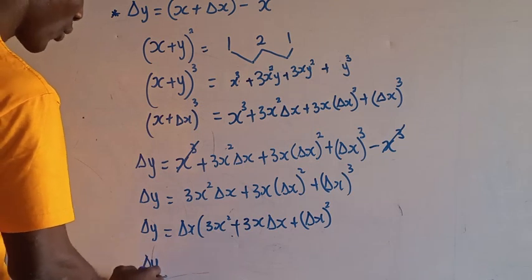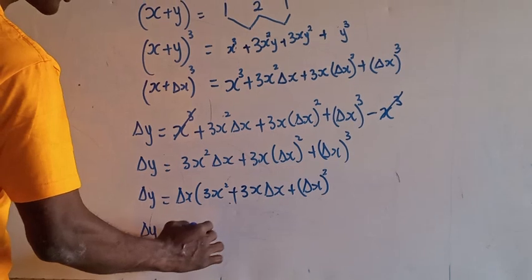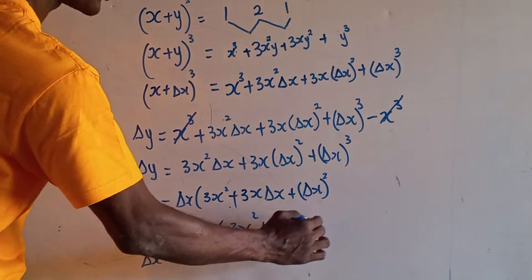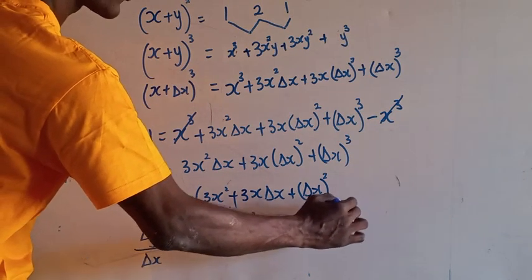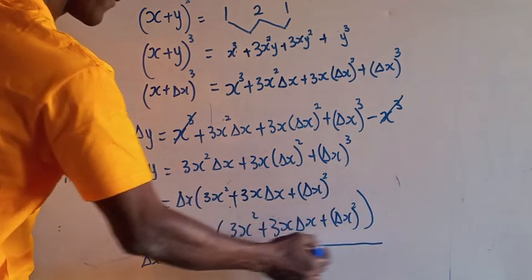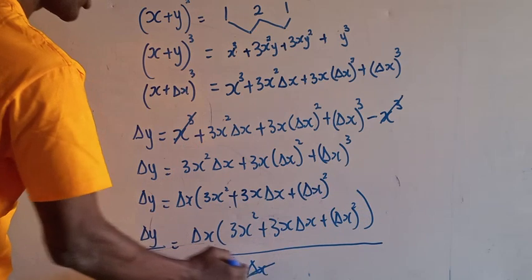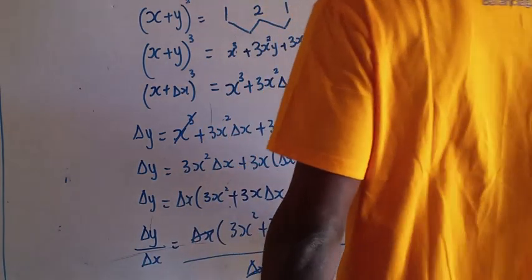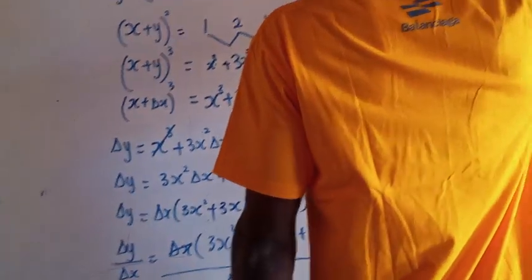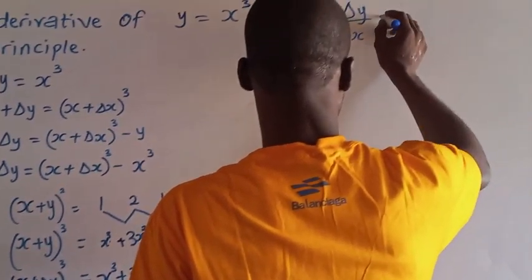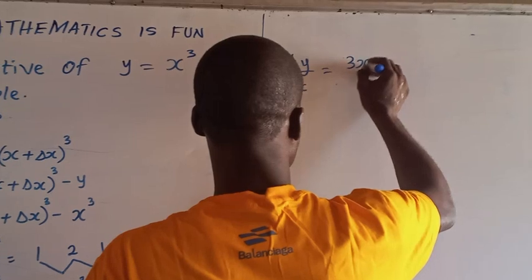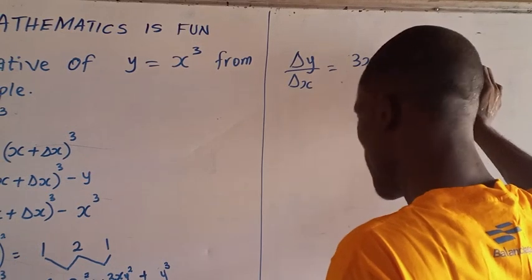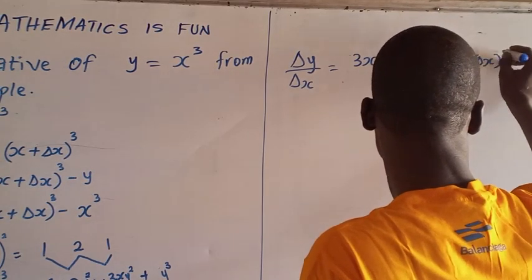So change in y over change in x equals change in x into bracket 3x squared plus 3x change in x plus change in x squared. So everything over change in x. So this change in x will cancel this change in x. Now we have change in y over change in x equals 3x squared plus 3x change in x plus change in x squared.